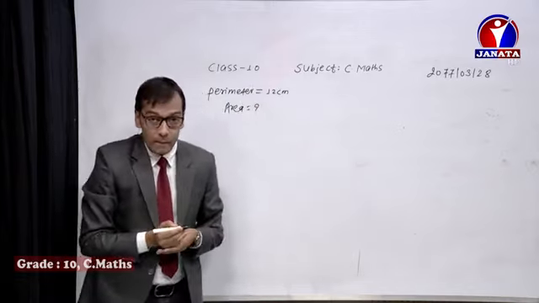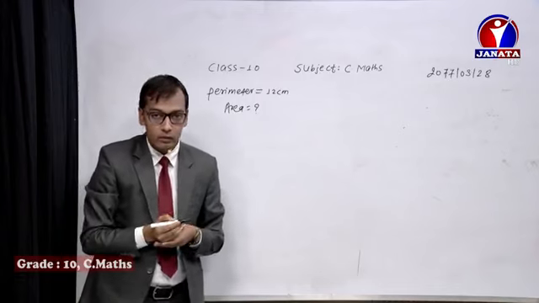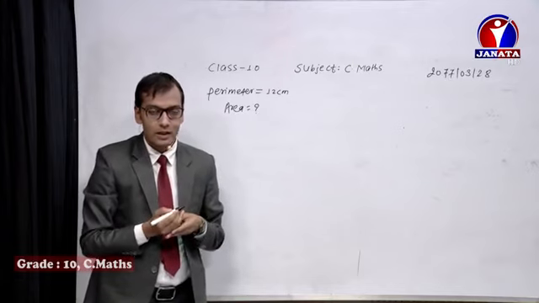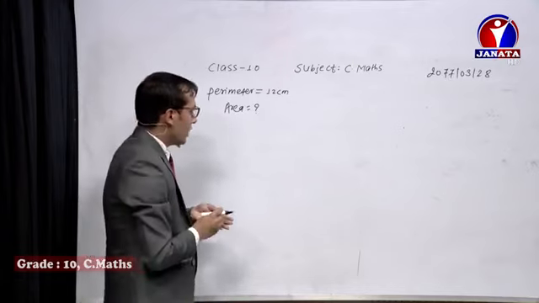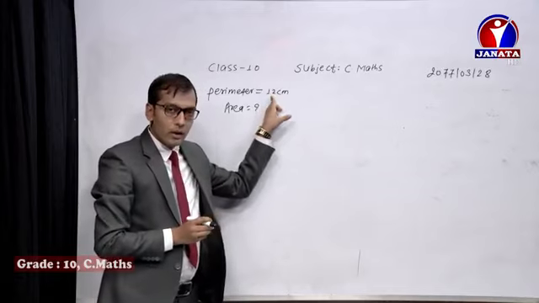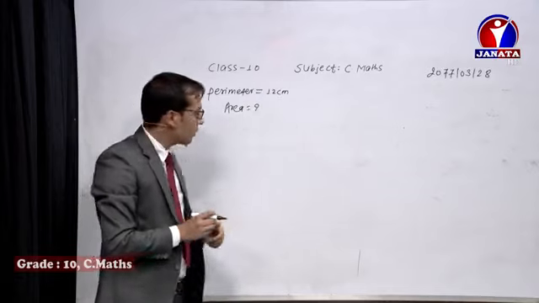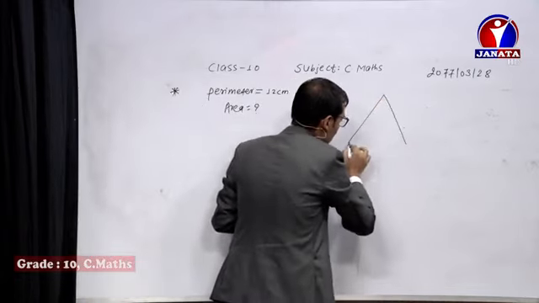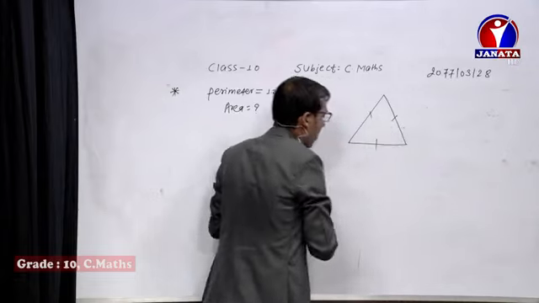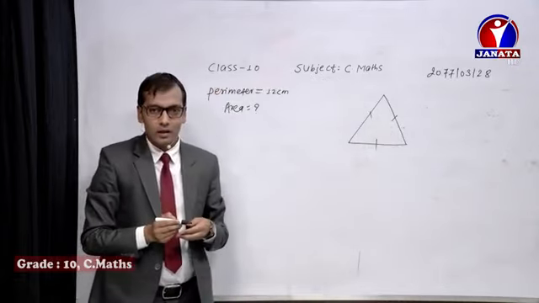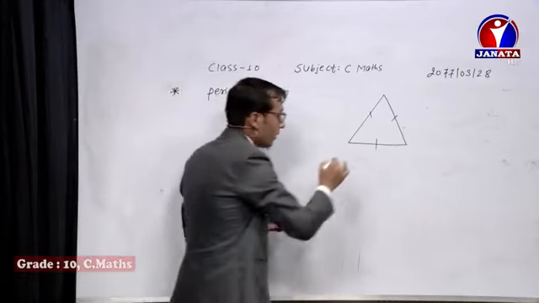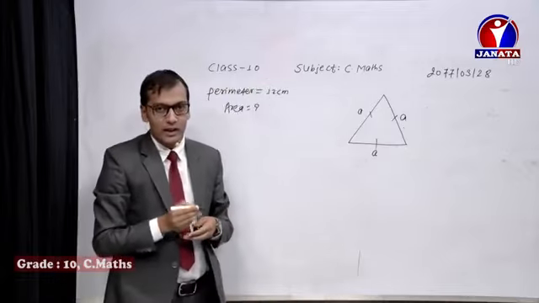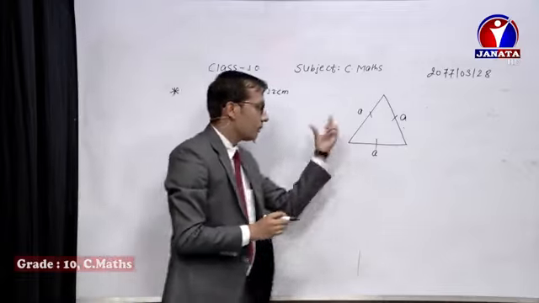Now to find the area, what do we need? To find the area of an equilateral triangle, we require its side. So for this, we can begin from the perimeter. So what is in fact perimeter? The perimeter of any triangle is the sum of all its sides. So here we suppose the length of each side of an equilateral triangle is A. So what is the perimeter? Sum of three sides.